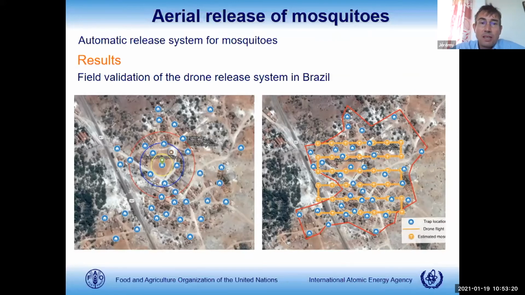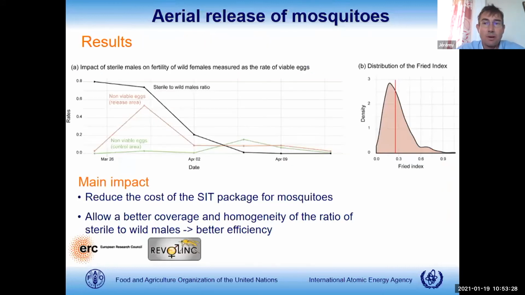And so we did a trial in Brazil in 2019 already. And we demonstrated that by releasing the sterile males from drones, we obtained more than 50% of sterility in the eggs in the target area and a competitiveness of the sterile males close to 0.3, which means that you need 3 sterile males to compete with 1 wild male and have the same probability that they mate with a wild female. And so we could conclude that the release by drones was efficient because it's very close to what you obtain with ground release. And now we are working on developing smaller drones.